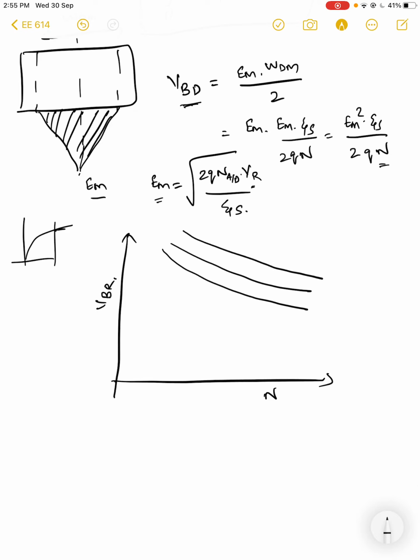As the doping density, the topmost one being for gallium phosphide, this is for gallium arsenide, and this is for silicon. You have materials with increasing band gap like this, right? So you can see that as the band gap is increased, the dielectric constant also increases, right? And hence the breakdown potential also increases.